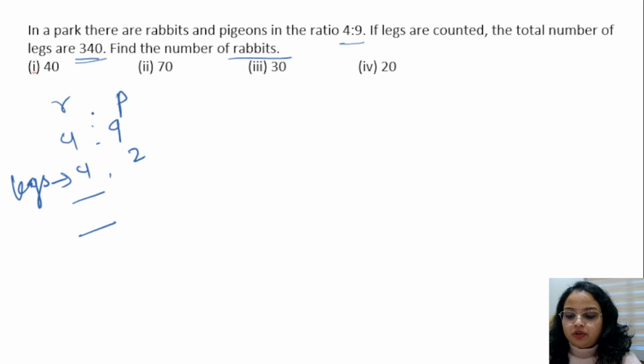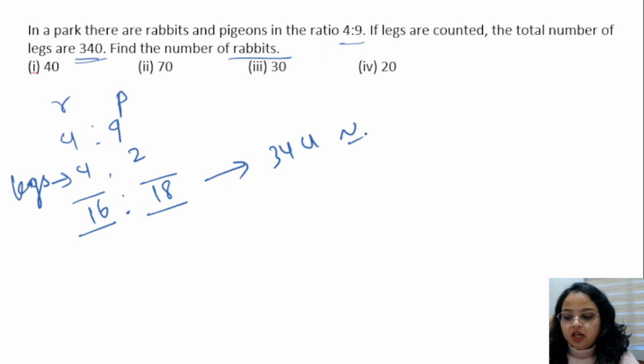So what is the total number of legs of rabbits? It is 4 into 4, 16, and for pigeons it is 9 into 2, 18. So 16 is to 18 is the ratio of the number of legs of rabbits and pigeons. What is the total number of units here? 16 plus 18, it is 34 units. So this is equal to 340, the total number of legs of rabbits and pigeons. So what is 1 unit? 1 unit is equal to 10.